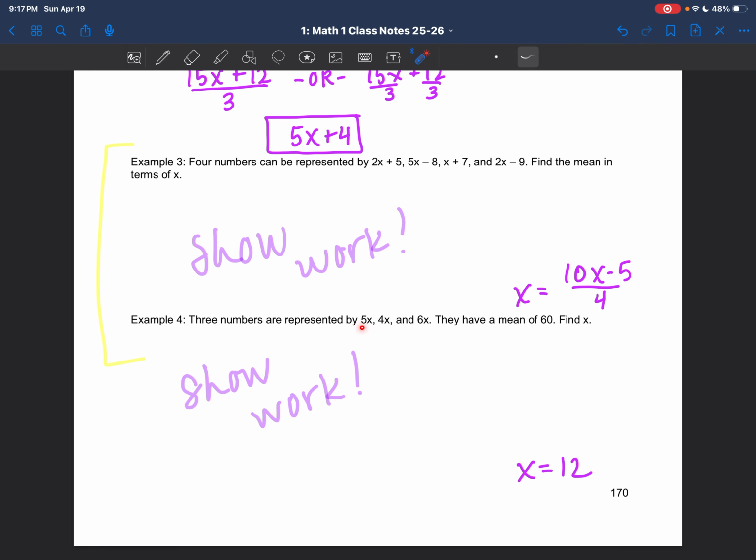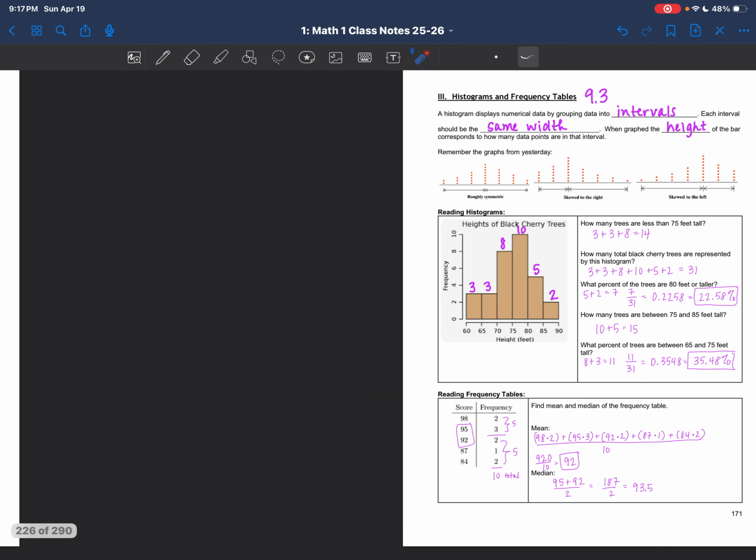Here you have 3 numbers represented by those 3. And they have a mean of 60, so it's going to equal 60. So 5x, so you're actually solving. That's going to equal 60, and remember you're dividing it by 3. All right, so if you do it correctly, show your work, you should have 12.